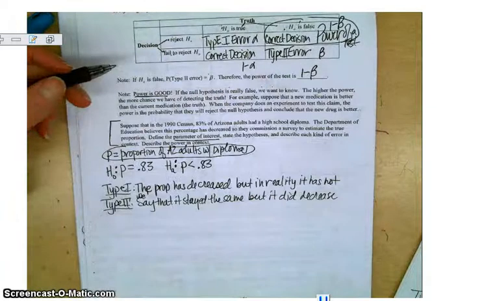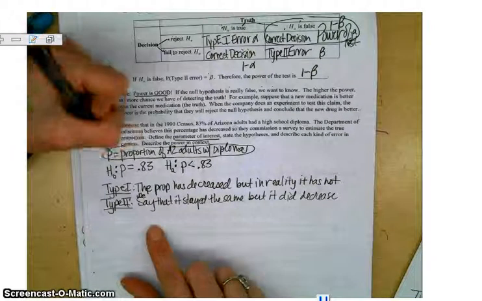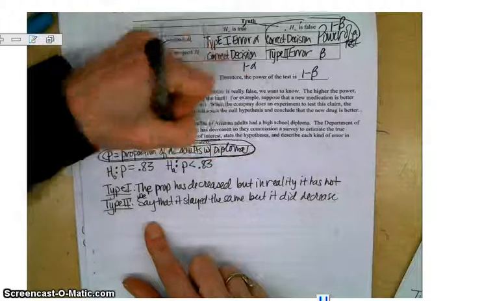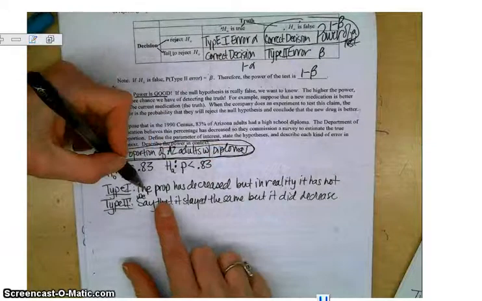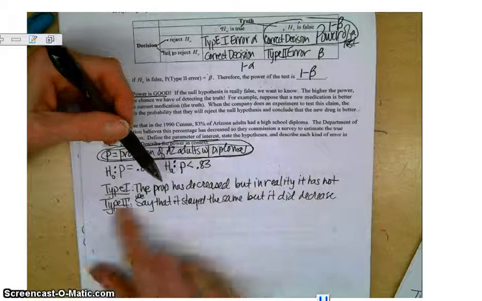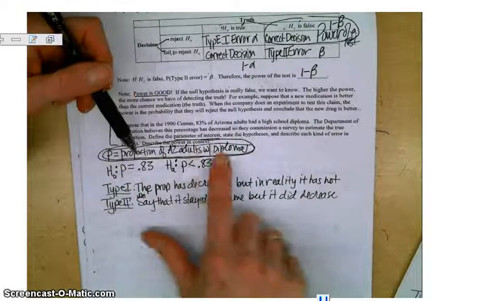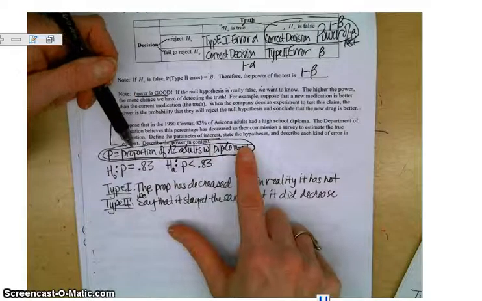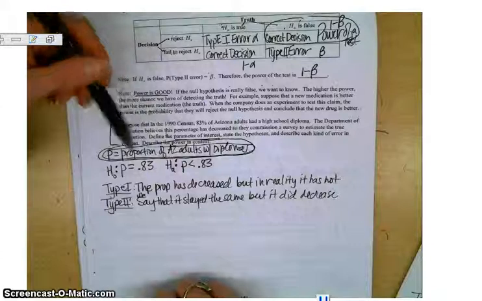Now, what I want you to understand here is if I hadn't stated this parameter of interest to start with, I would have to be talking about the proportion of Arizona adults with diplomas in each of these statements. But since I described what the proportion is up here, I don't have to do that.